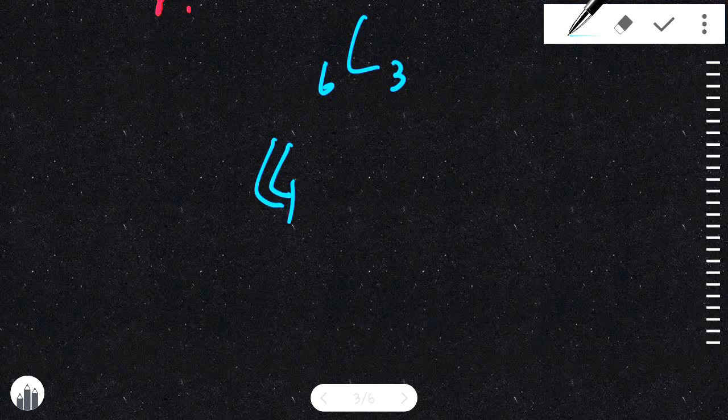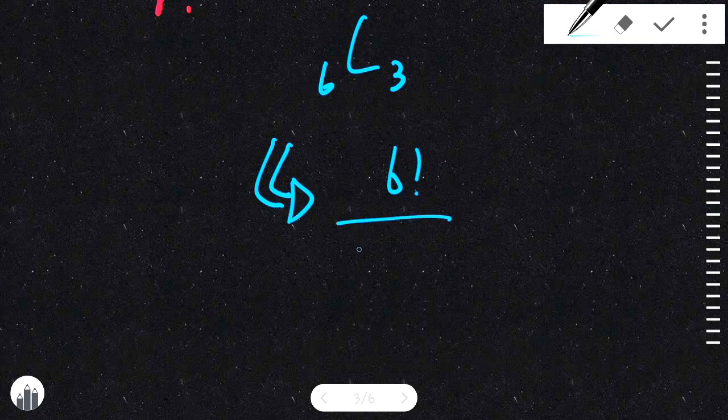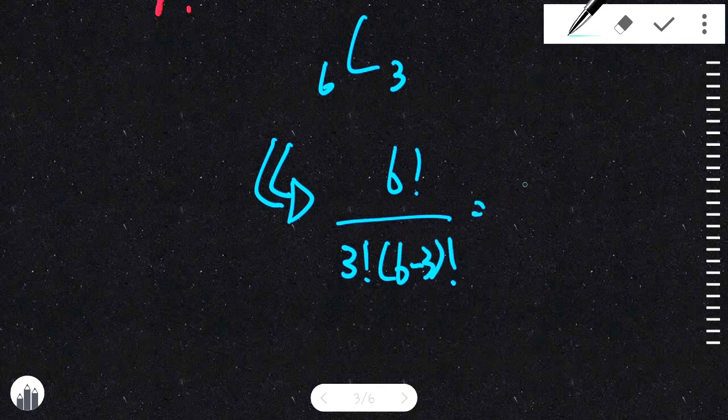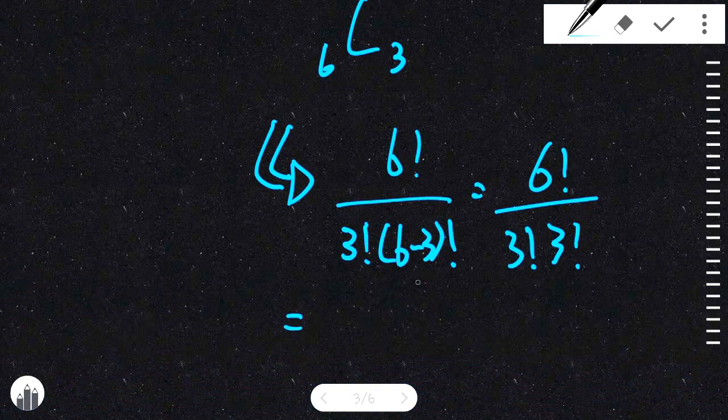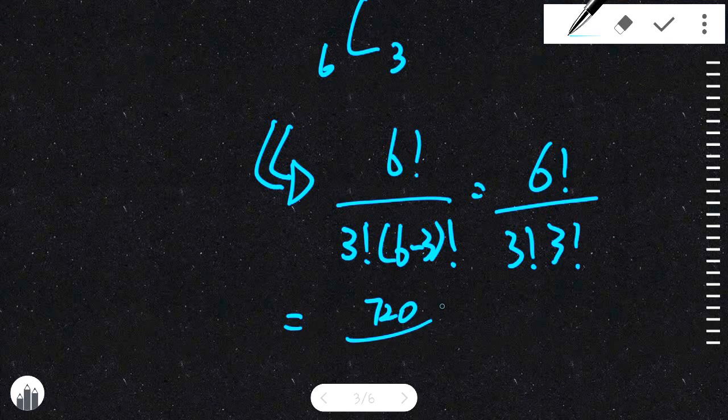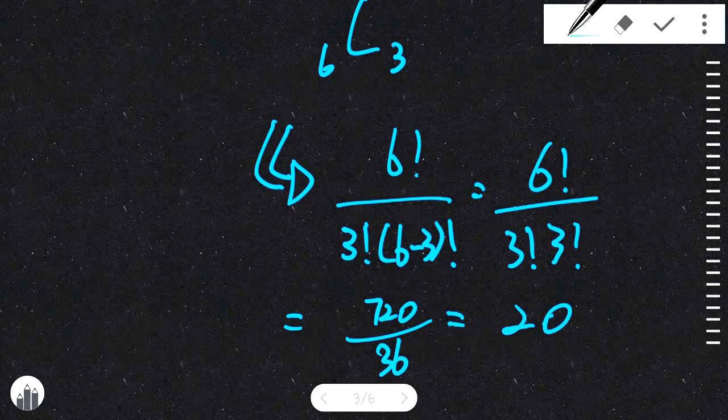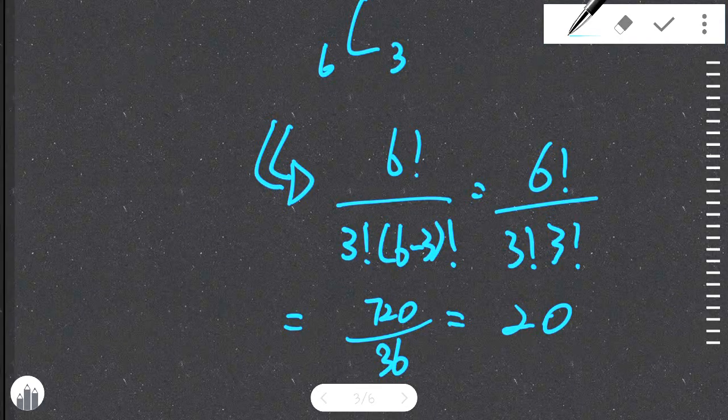6C3 would become 6 factorial over 3 factorial multiplied by 6 minus 3 factorial, which will be 6 factorial over 3 factorial times 3 factorial. 6 factorial is 720, 3 factorial is 6, and 3 factorial is 6, so 6 times 6 is 36. 720 over 36 equals 20. This is combination.